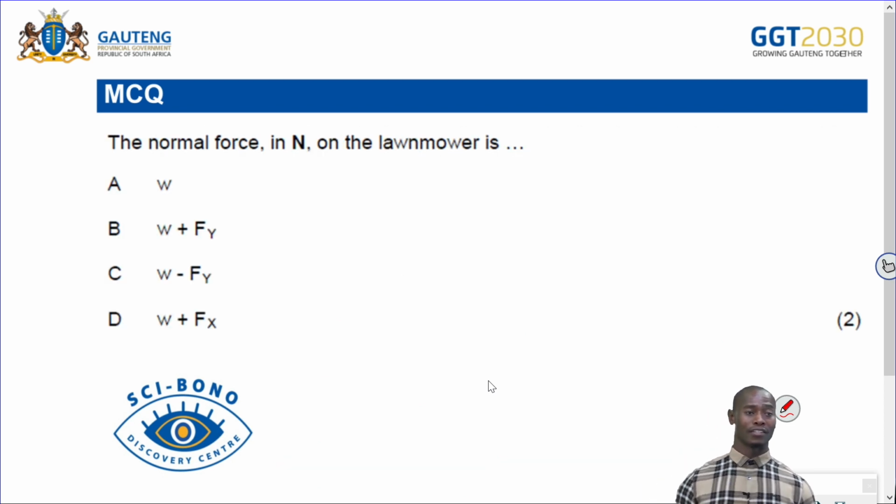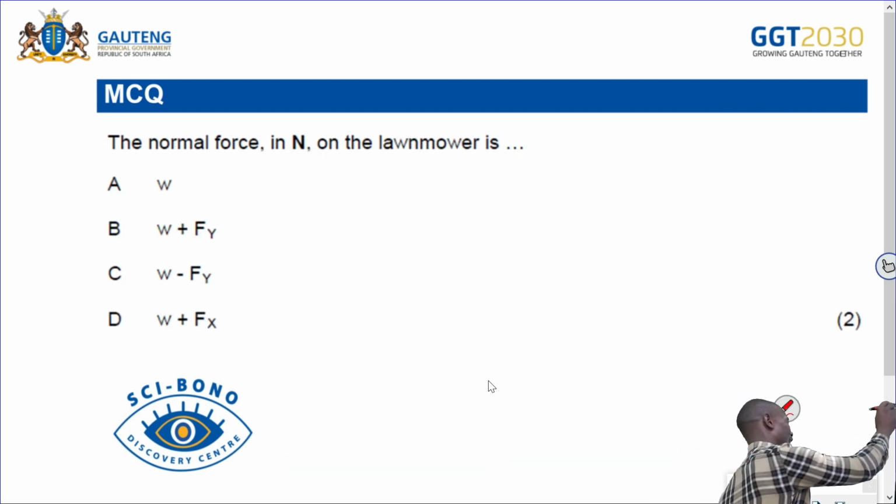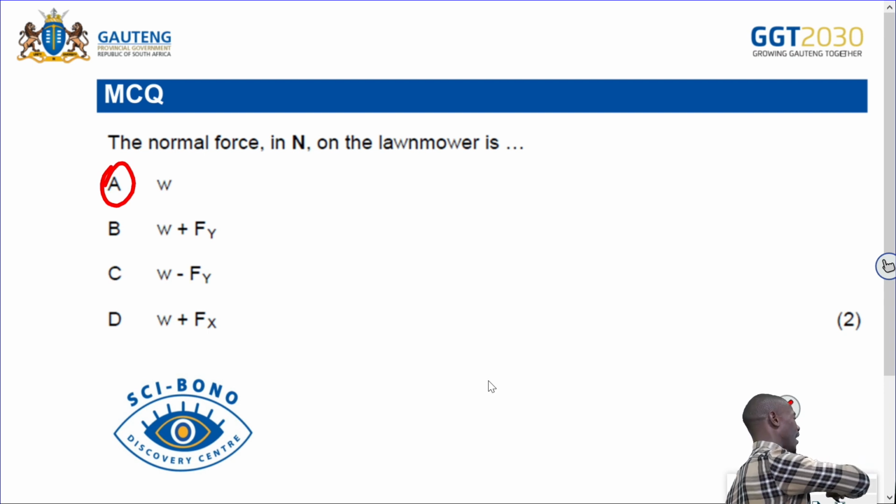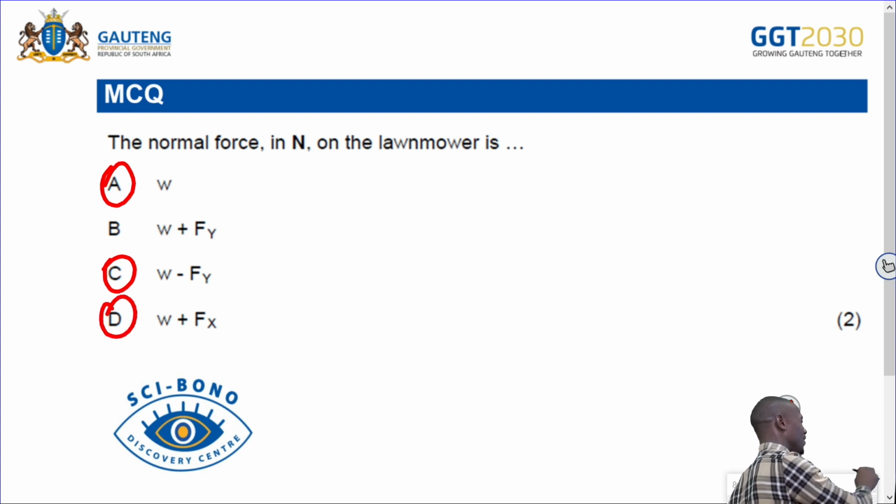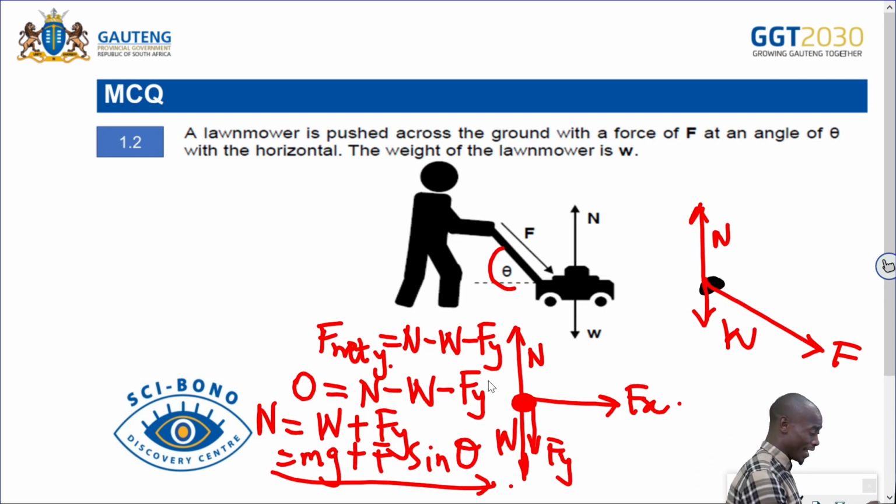So let's check which answer is correct. It cannot be A. Again, it cannot be C. It can also not be B, D. So the correct answer here is weight plus Fy, which is what we got. It's weight plus Fy.